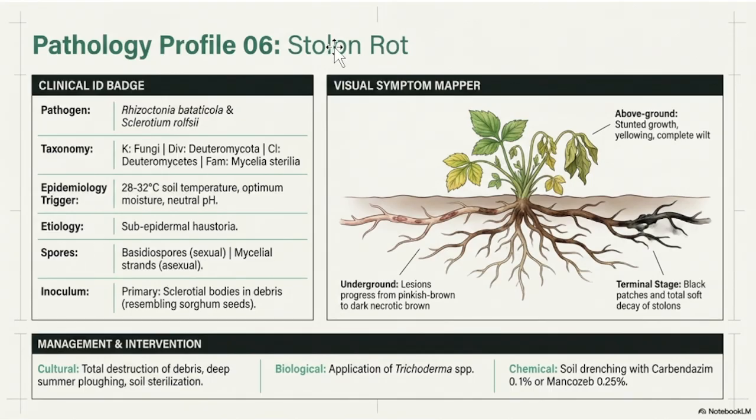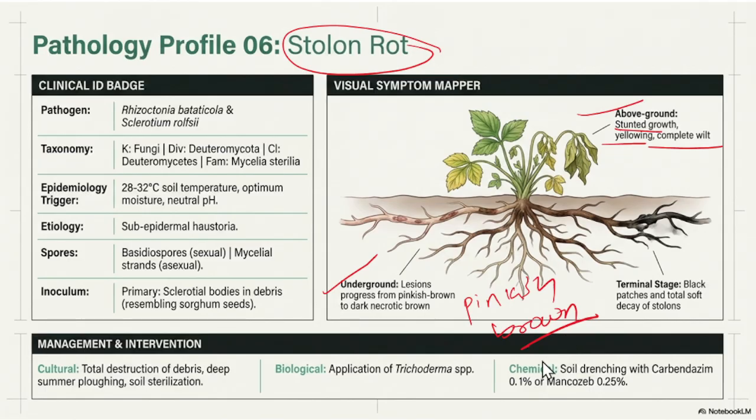Then the sixth number is stolon rot. It is also a major disease. The symptoms seen above ground are stunted growth, yellowing, and complete wilt. Then underground, the lesion progresses from pinkish brown to dark necrotic brown. See here, you can see just like this one, the pinkish color. Then the terminal stage shows black patches or total soft decay of the stolons.